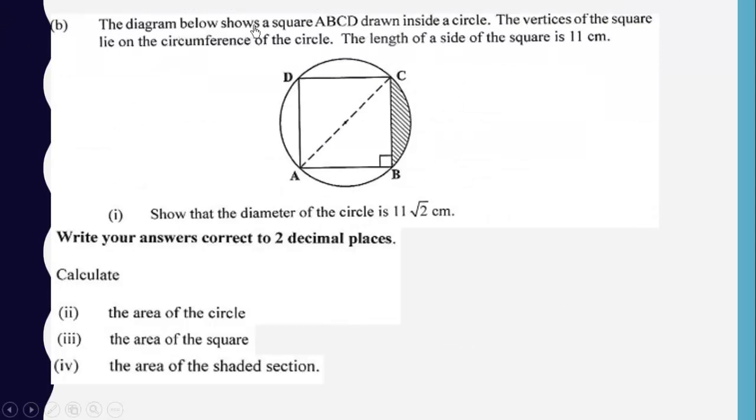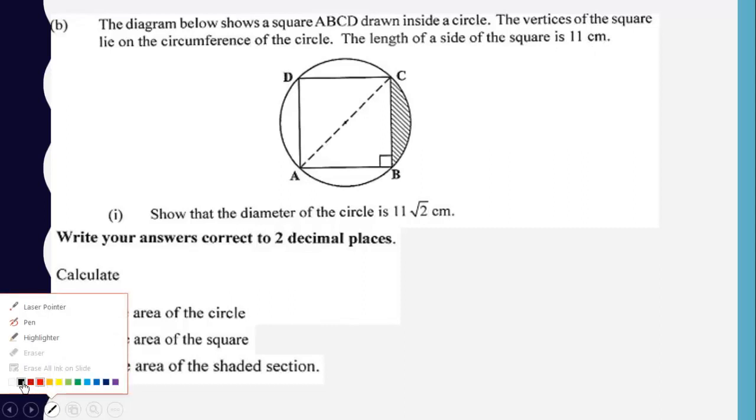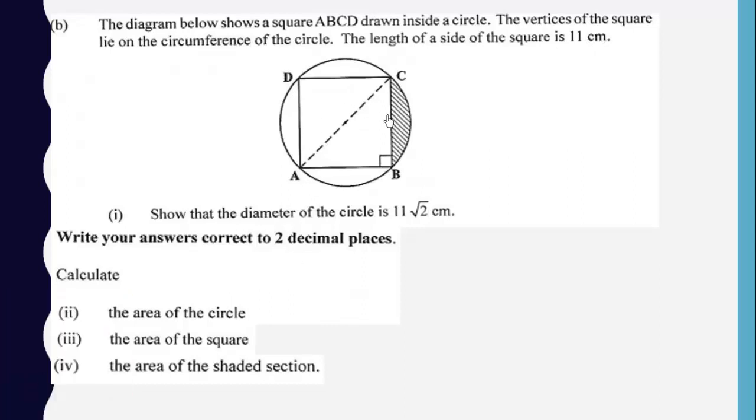The diagram below shows a square ABCD drawn inside a circle. The vertices of the square lie on the circumference of the circle. The length of a side of the square is 11 centimeters. So this is 11 centimeters. And we know this is a square, so this is also 11, 11, 11.